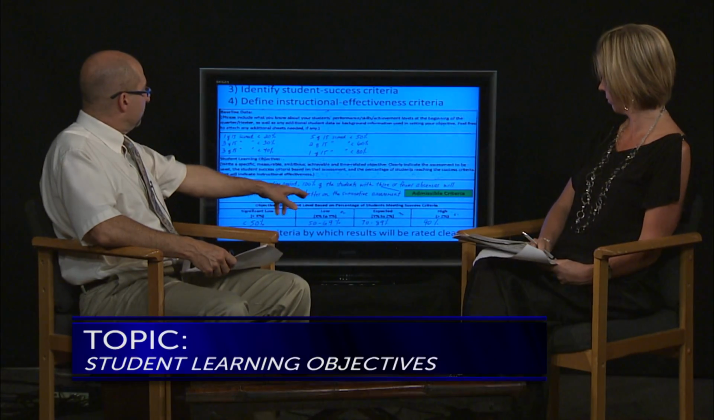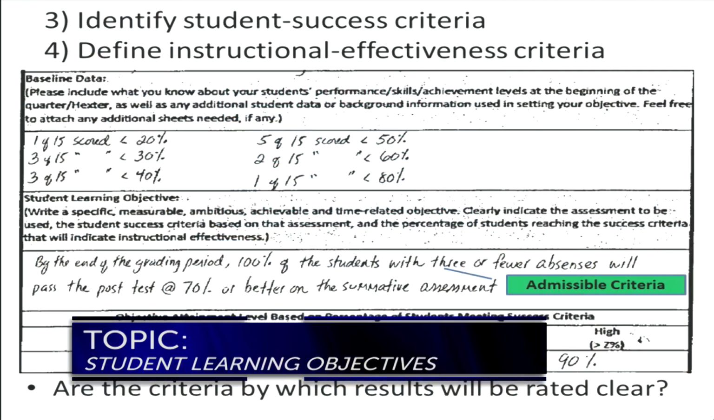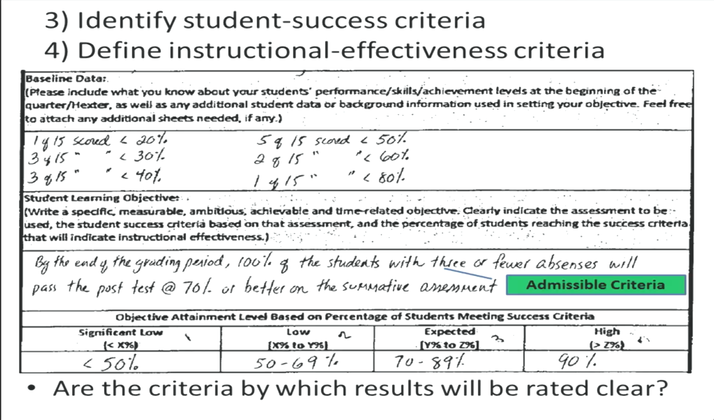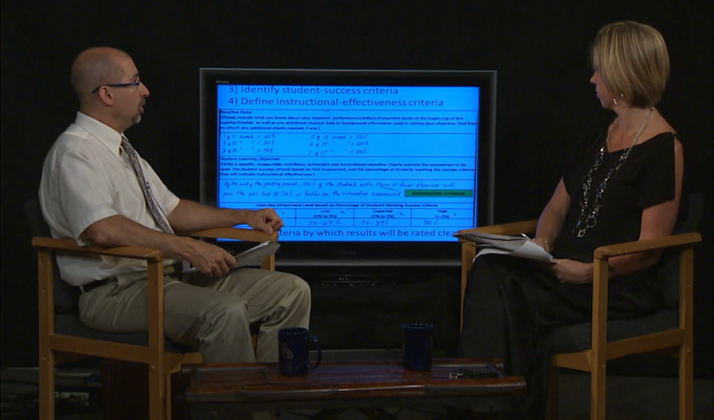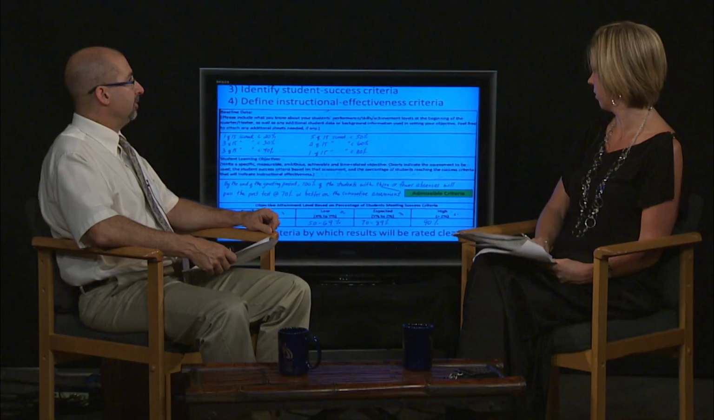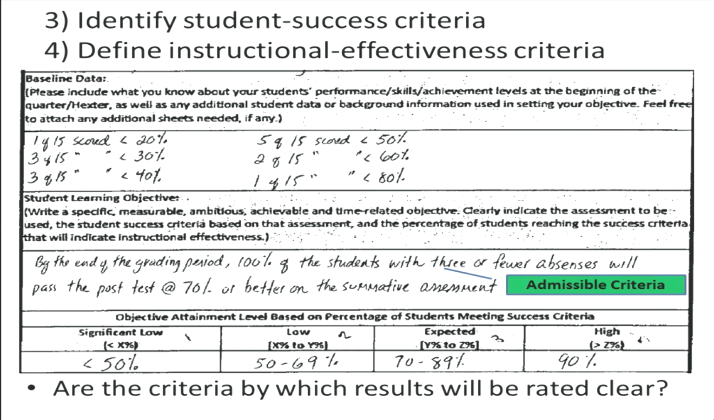Then a little lower on the form, under the expected column on the very bottom, where it says 70 to 89%, that's clearly indicating to us the percentage of students who need to meet that success criteria of 70% or better in order for this teacher to be scored as a 3, which is meeting expectation on their growth evidence through this SLO process. So that's clearly identified. And then there's a couple other columns that indicate how this teacher would receive a 4 or a 2 or a 1, so a lower rating or a higher rating.